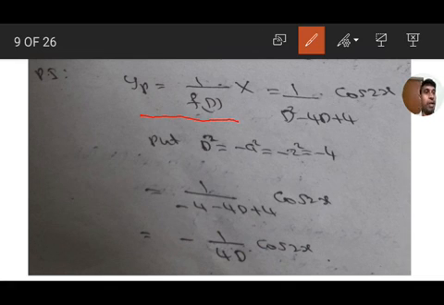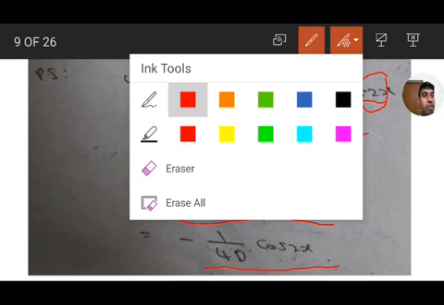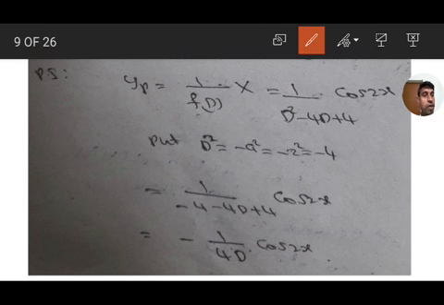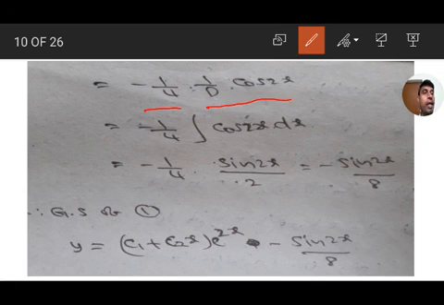PI = 1/f(D) X, that is 1/(D² − 4D + 4) cos 2x. For cos ax, D² = −a², here a = 2, so D² = −2² = −4. In place of D² we substitute −4, so 1/(−4 − 4D + 4) cos 2x. Minus 4 plus 4 cancel out, we get −1/(4D) cos 2x, that is −1/4 times 1/D of cos 2x.